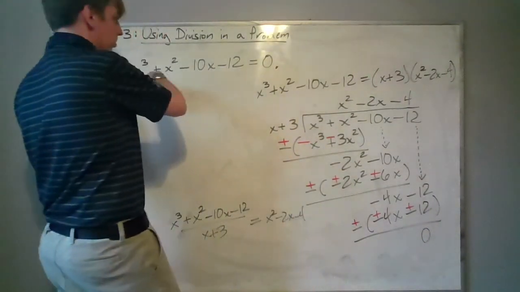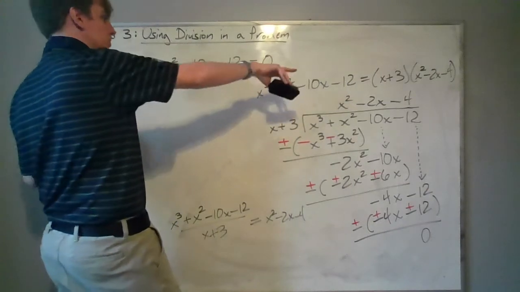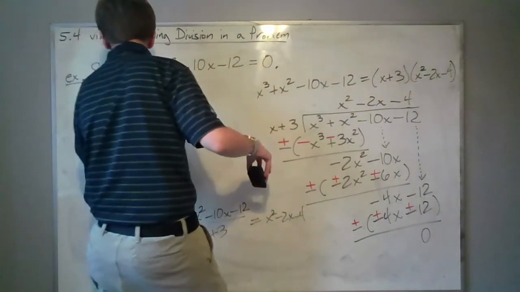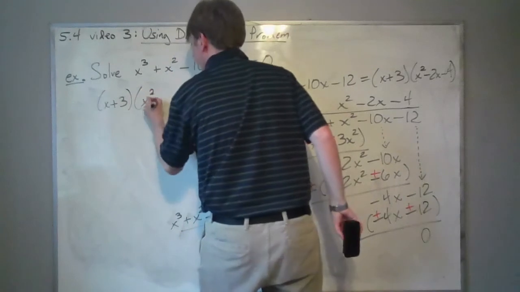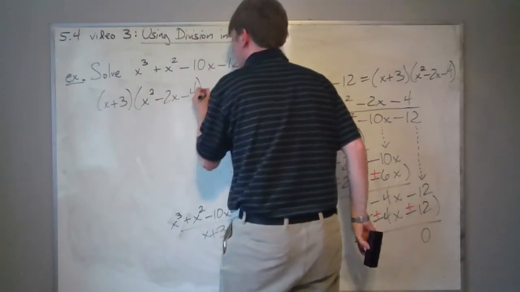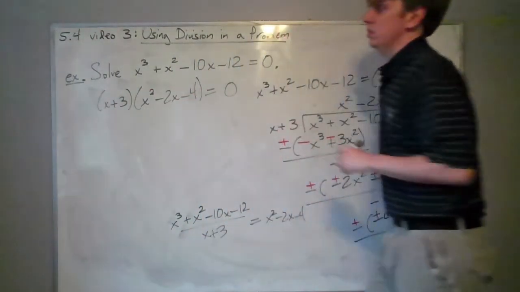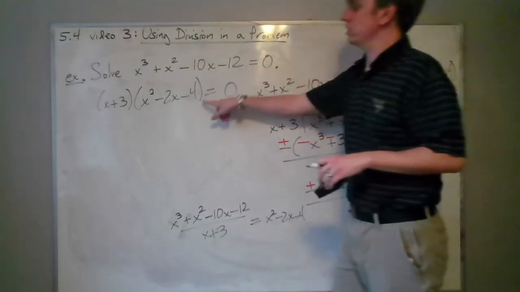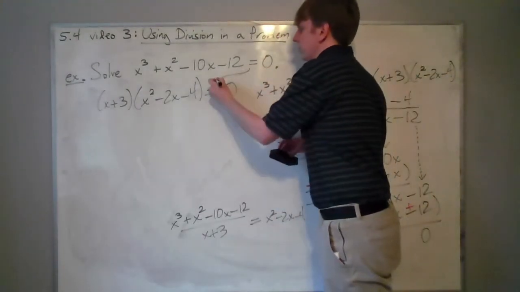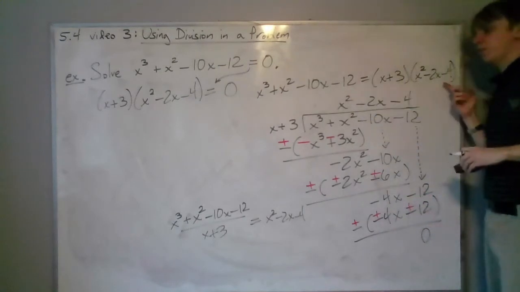So the cubic on the left-hand side we said is now x plus 3 times x squared minus 2x minus 4. So I'm turning this equation into this equation just by rewriting the left-hand side according to the formula we came up with.